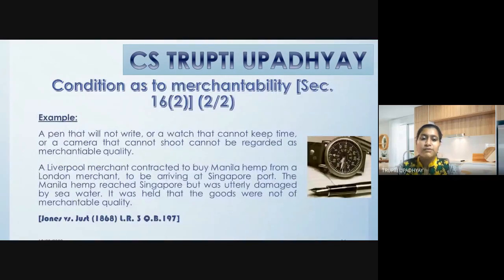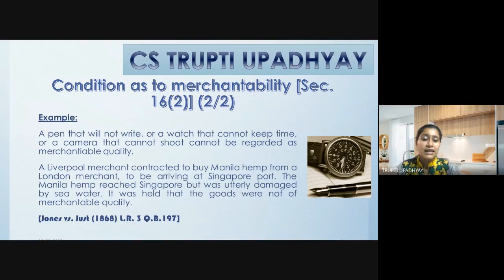A pen which cannot write properly, a watch which cannot keep time, or a camera that cannot shoot properly shall be regarded as products which lack merchantable quality, and therefore they should not be traded in the market.